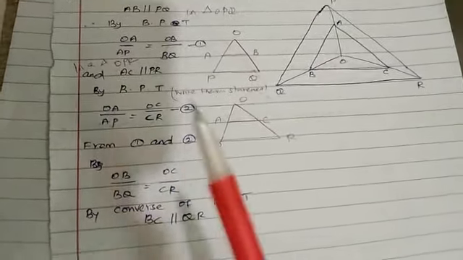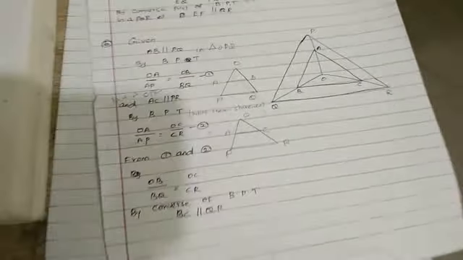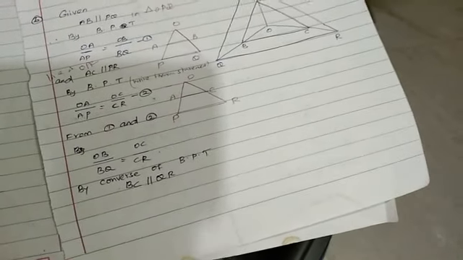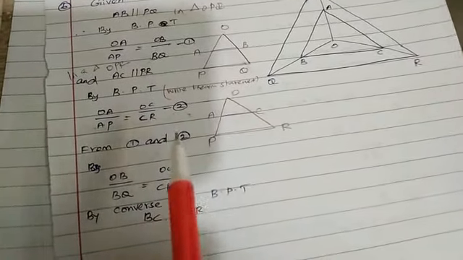That is by the converse part of this basic proportionality theorem: if a line divides any two sides of a triangle in the same ratio, then the line is parallel to the third side. Here you need to write the statement.